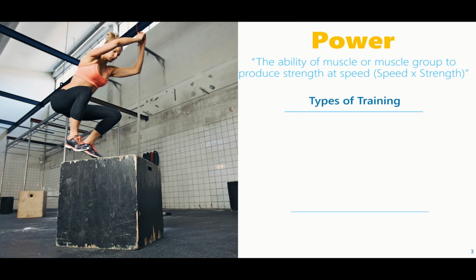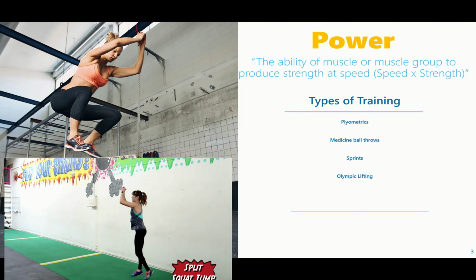So if we first look at the types of training, you can see here that the training being listed are plyometrics, medicine ball throws, sprints, Olympic lifting. All of these types of training are done with great speed, yet there is still a strength element to that. So as you can see from the picture here, plyometric training is taking that muscle from an eccentric movement where the muscle is stretched to a quick and explosive concentric movement.